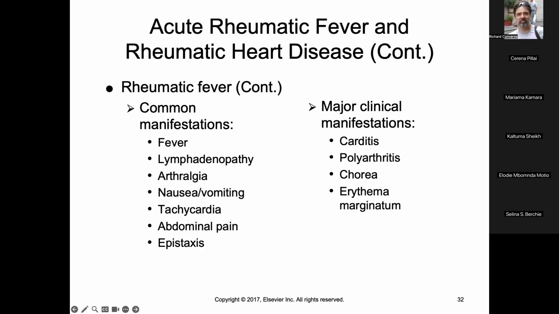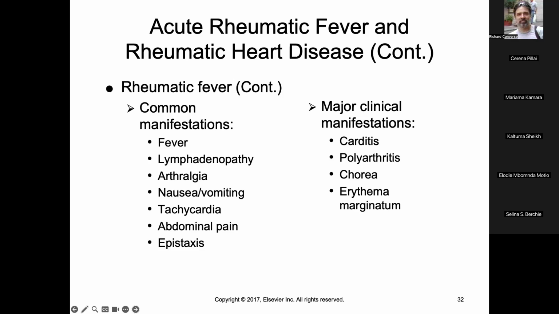Lymphadenopathy, swollen and painful lymph nodes. Arthralgia is joint pain. Tachycardia, rapid heart rate. Okay. Epistaxis, nosebleed. Okay. Carditis, inflammation of the lining of the heart. Okay. Polyarthritis, again, multiple joints undergoing inflammation. All right. And erythema marginatum, that one I'll have to look up.